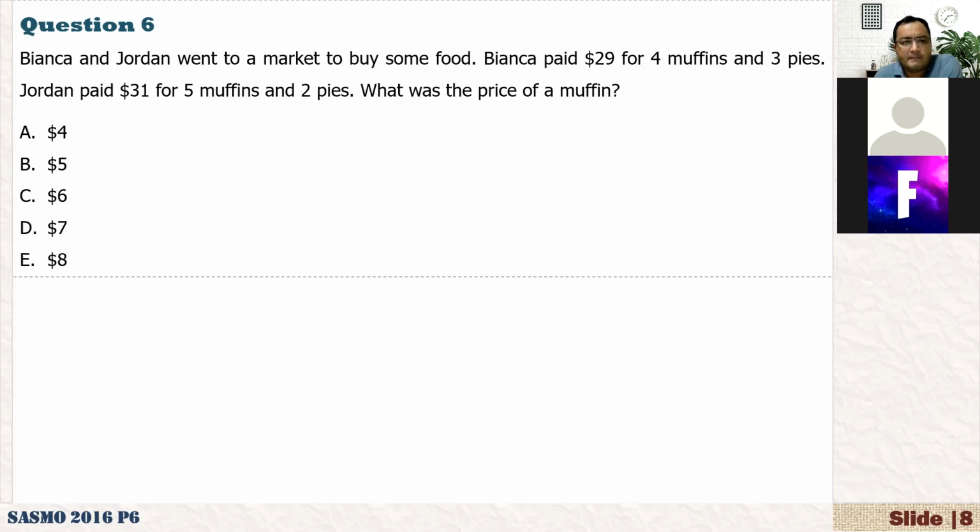Bianca and Jordan went to the market to buy some food. Bianca paid $29 for 4 muffins and 3 pies. Jordan paid $31 for 5 muffins and 2 pies. What was the price of a muffin? Okay, that's a very easy question. Suppose that the price of one muffin is M and the price of one pie is P. For four muffins and three pies, Bianca paid how much? She paid $29.